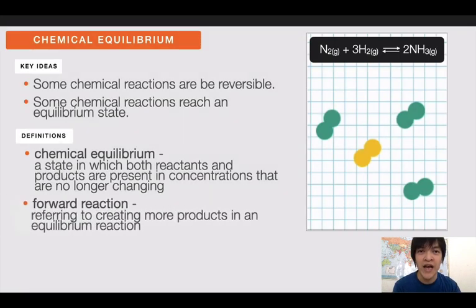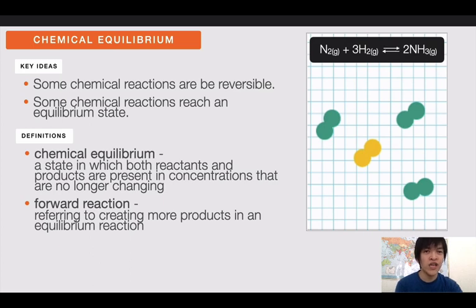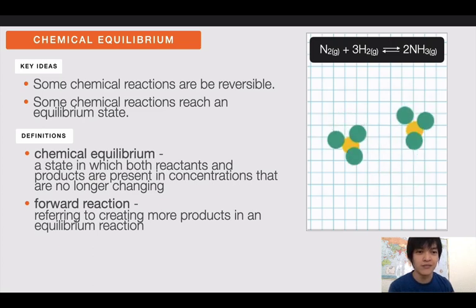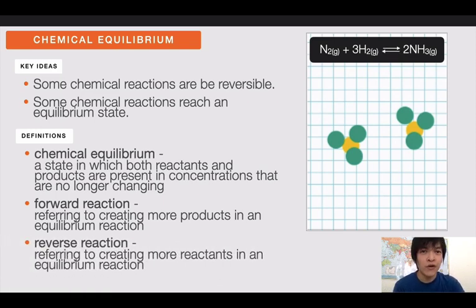The forward reaction refers to creating more products in the equilibrium reaction. You can see the nitrogen gas reacting with the hydrogen gas in the forward reaction to form products. Watch closely on the image. Did you see it? The reverse reaction refers to creating more reactants in an equilibrium reaction. And now we can see the ammonia decomposing back to the reactants. Watch closely.